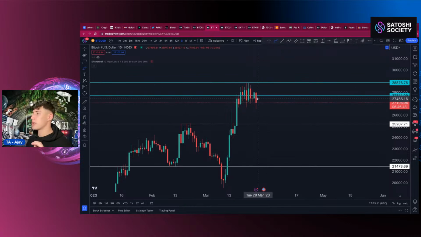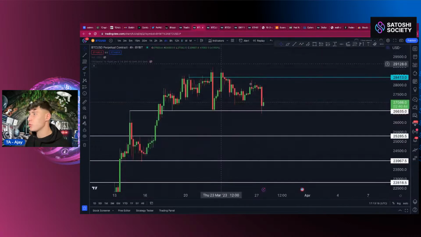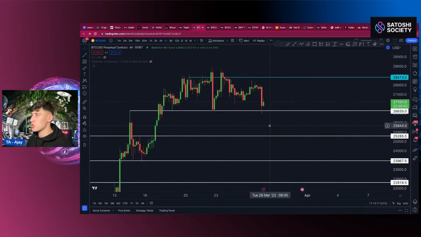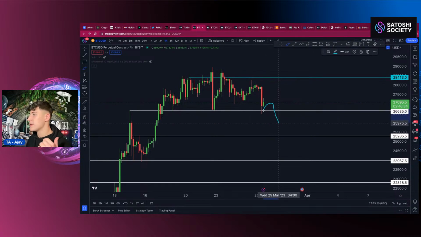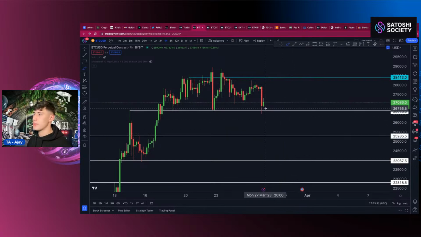But right now, we're getting a rejection. But why aren't we seeing the price come down to $25,200 right now? Well, first of all, we do just have to look at the smaller time frames. Remember, we're holding support at $26,635 right here. That's a support level. If we can break that, then yes, $25,200 is that next target. But right now we can't look at $25,200 being that next target because we're holding support right here.